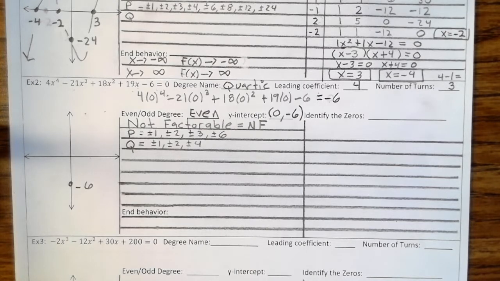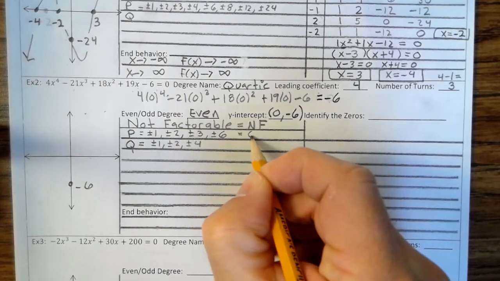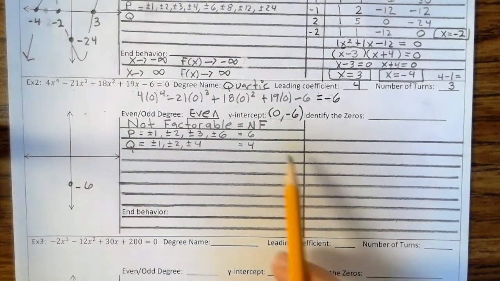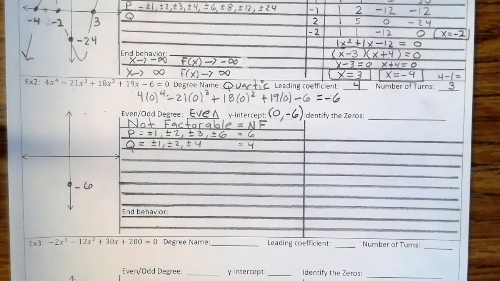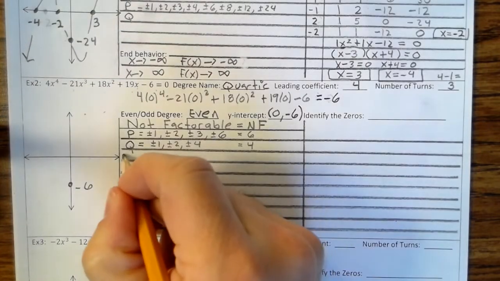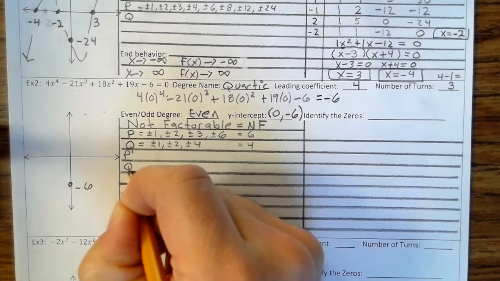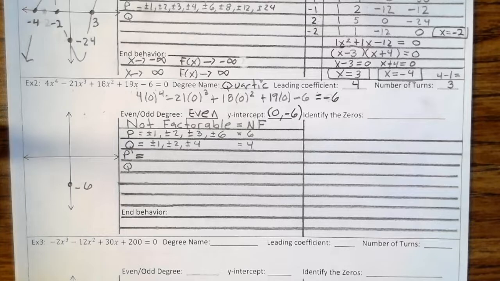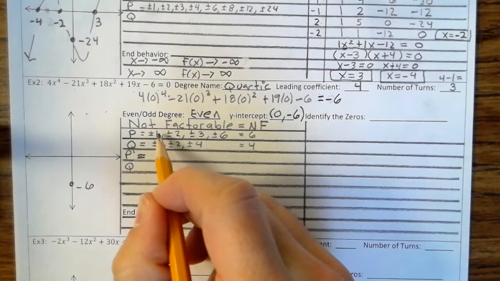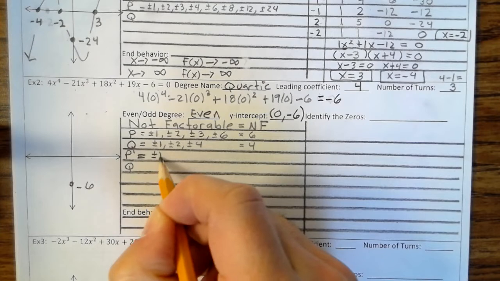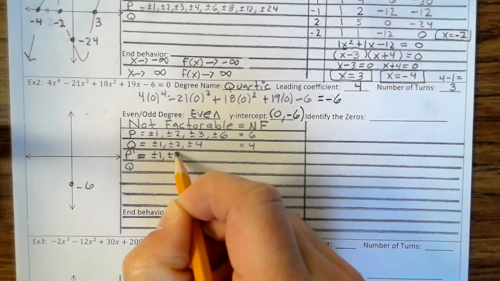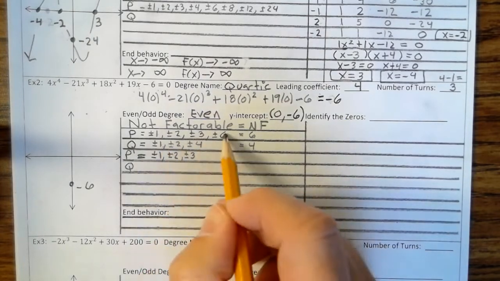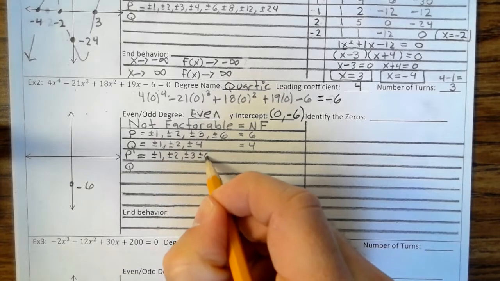And I guess I could have, but our factors are 6 and 4. Probably should have written them in front of the P and Q, but nonetheless, we're trying to find the factors of 6 and 4. Okay, so now we need to do P divided by Q. Okay, so when we divide by 1, 1 divided by 1 is 1, plus or minus 1. 2 divided by 1 is plus or minus 2. 3 divided by 1 is plus or minus 3. And then 6 divided by 1 is plus or minus 6.